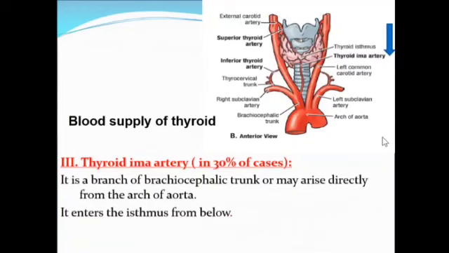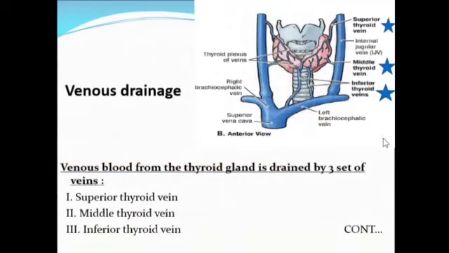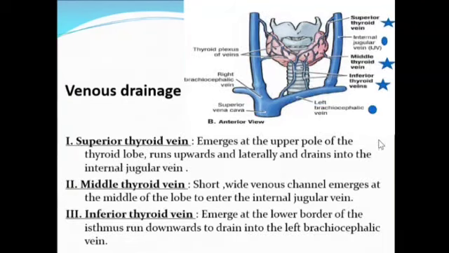Now we'll see the venous drainage of the thyroid gland. Venous blood from the thyroid gland is drained by three sets of veins. In the diagram you can see the three sets of veins, that is the superior thyroid vein, middle thyroid vein and inferior thyroid vein. Now we'll see the venous drainage of each of them.